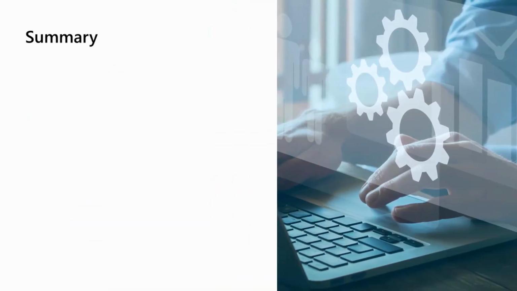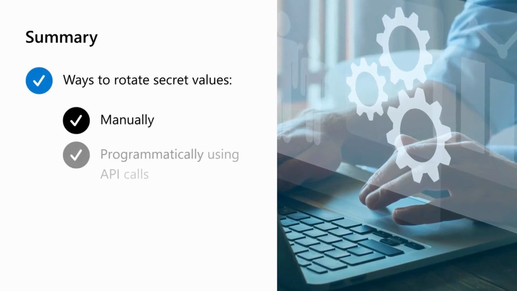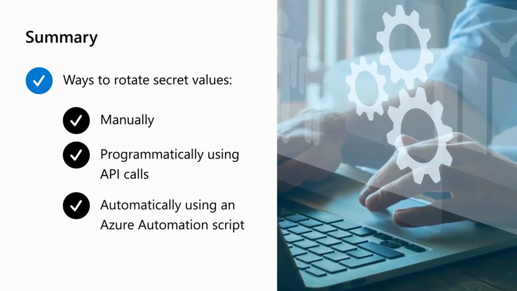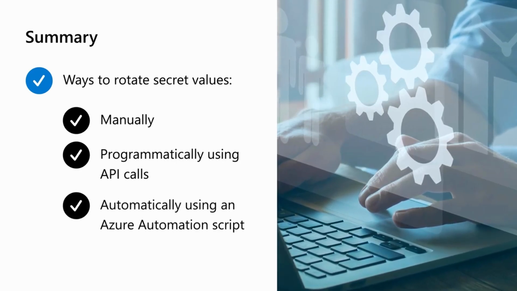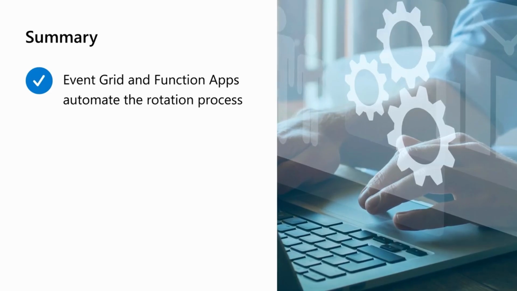Let's summarize. In this video, you learned that you can rotate secret values manually, programmatically using API calls, or automatically using an Azure automation script. You also learned how Event Grid and function apps automate the rotation process.